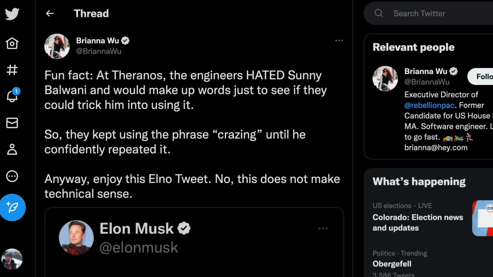And then Elon Musk kind of goes on to tweet some other pointless stuff. So we're going to jump in and look at what people are responding with. This person mentions that at Theranos, the engineers hated Sunny Balwani and would make up words just to see if they could trick him into using it.